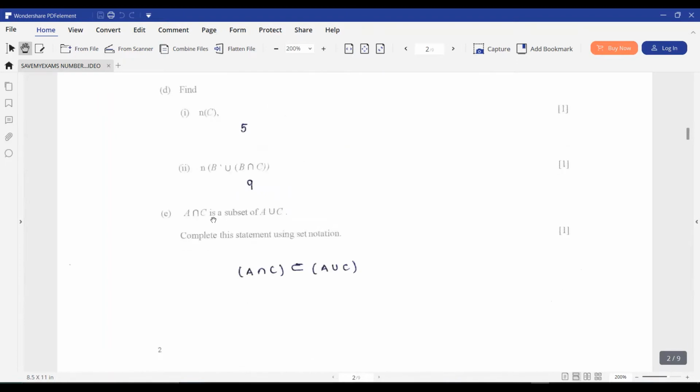A intersection C is a subset of A union C. Complete this statement using set notation. Treat these as though they are one by adding brackets and then use this symbol to denote that A intersection C is a subset of A union C. This symbol basically is the subset symbol.